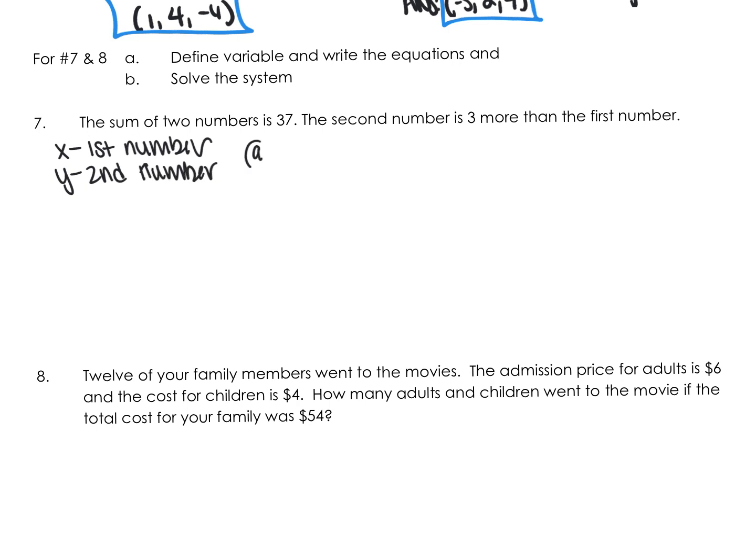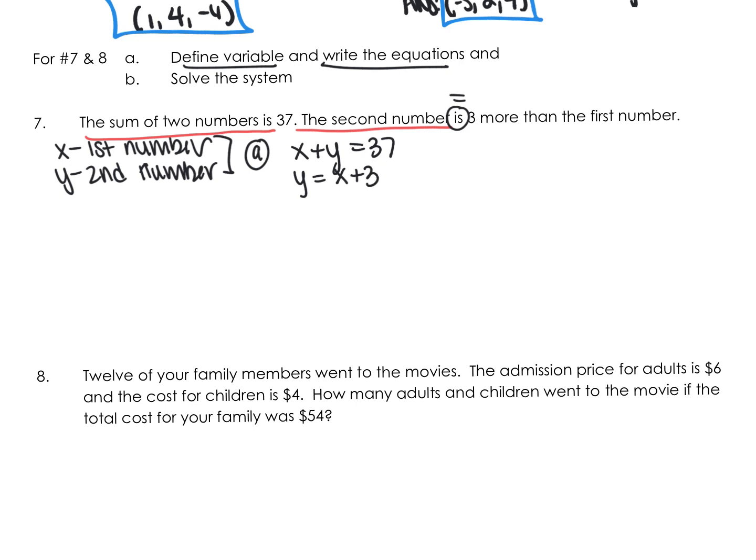So for part A, we're supposed to define our variables, which we just did, and then write equations. So the sum of the two numbers is 37. So if we add these two numbers, x and y together, we should get 37. The second number, so we said that was y. So the second number, y, is, that means equal sign, 3 more than the first number. So the first number plus 3. So those are our two equations.